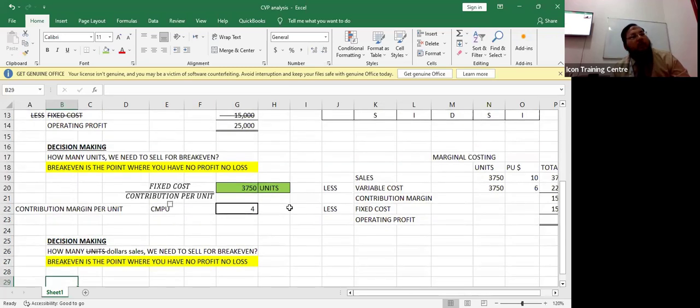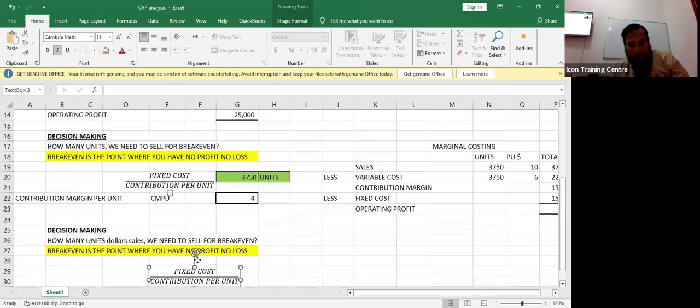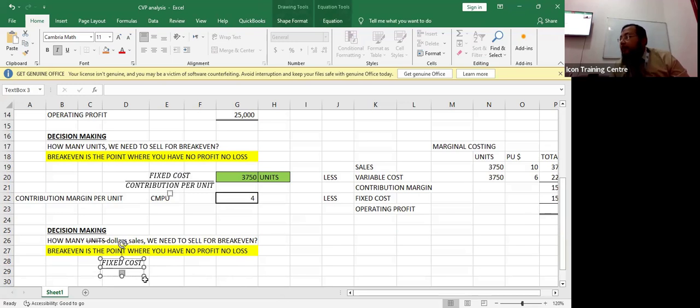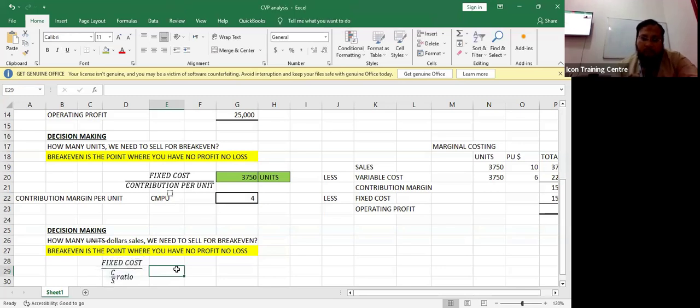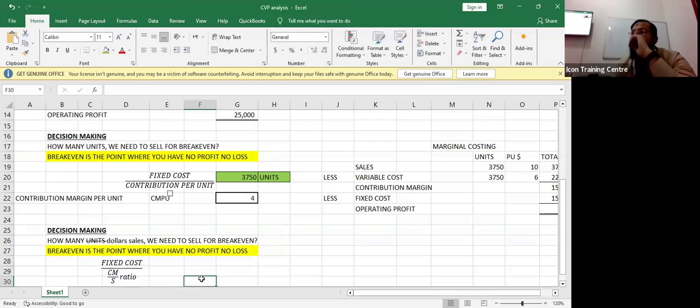Now for that purpose, the formula is very simple. You just take your fixed cost and you divide it by the CM to S ratio. Or you can call it CM divided by S ratio. What is CM? And what is S? Sales.